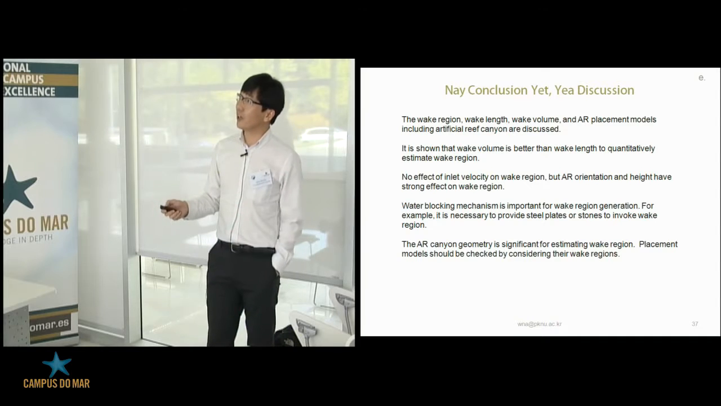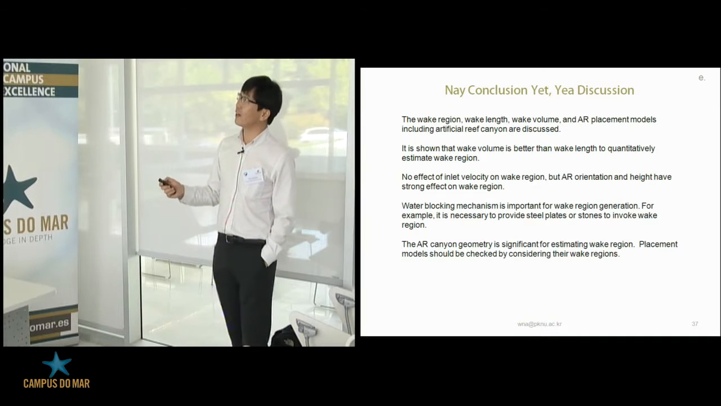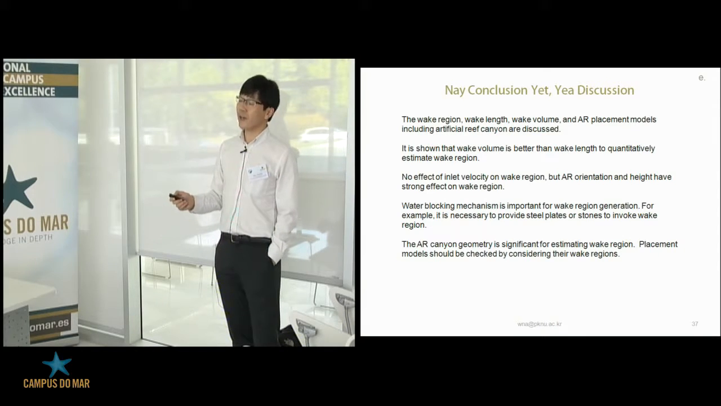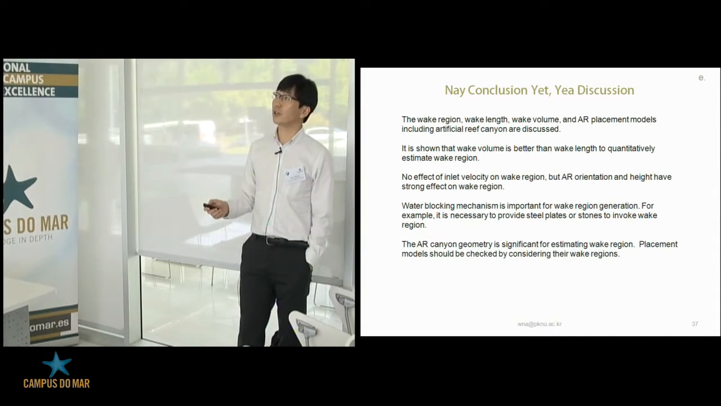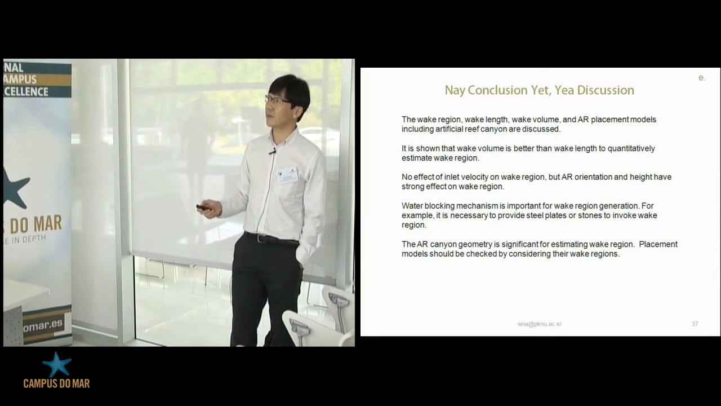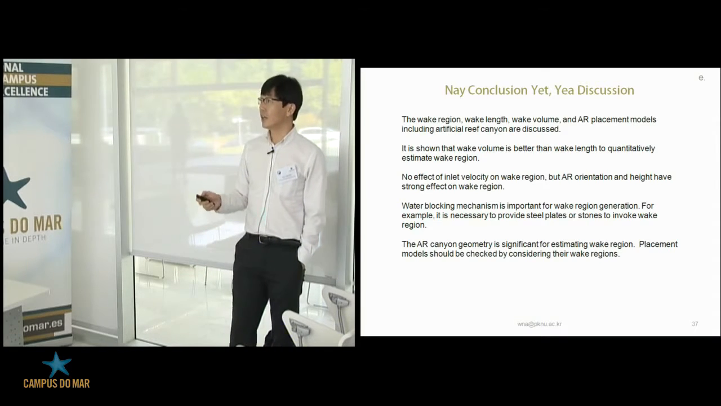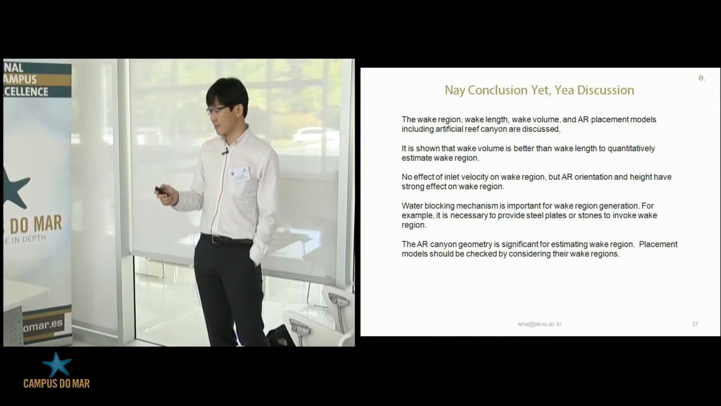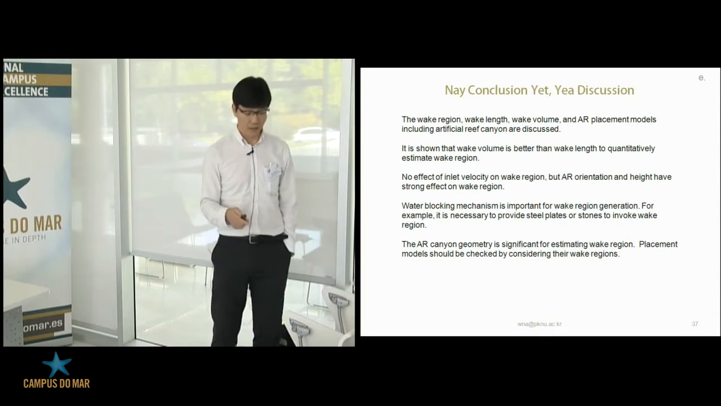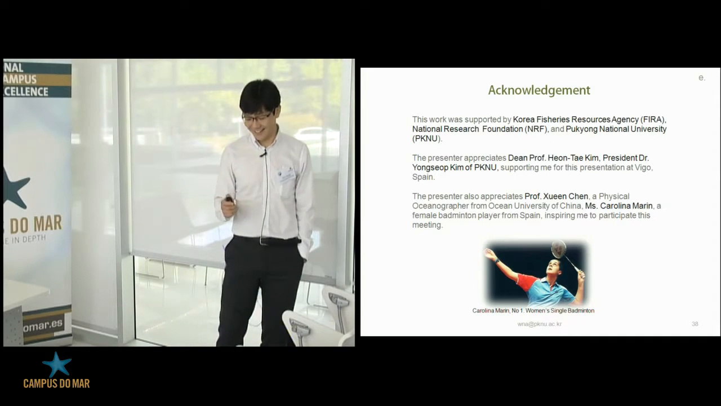So here the wake region, wake length, wake volume, and AR placement models are discussed. And wake volume is better than the wake length to quantitatively estimate wake region, of course. No effect of inlet velocity on wake region, but other parameters such as orientation and height have a strong effect on wake region. And the water blocking mechanism is important for wake region generation. For example, it is necessary to provide steel plate or stones to invoke wake region. So this is my discussion.